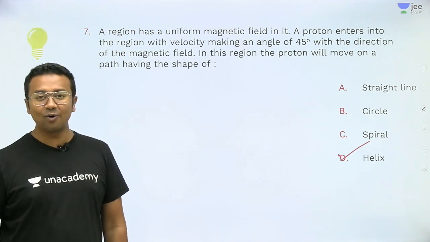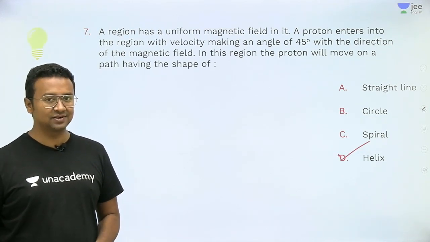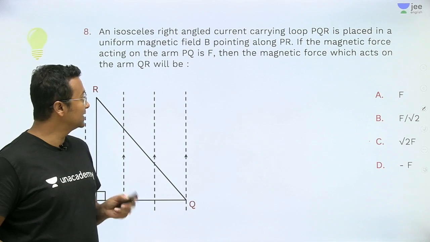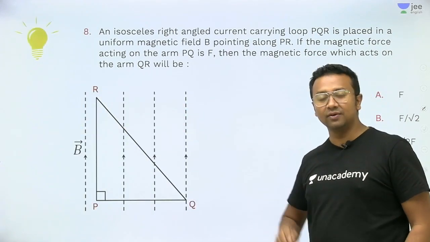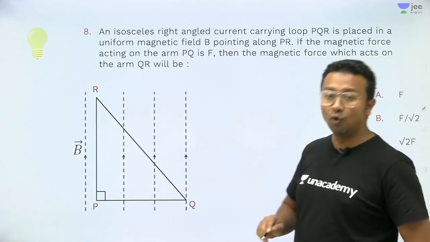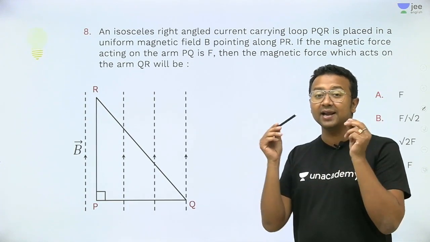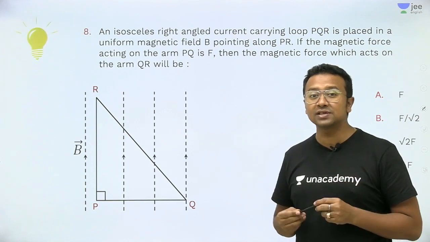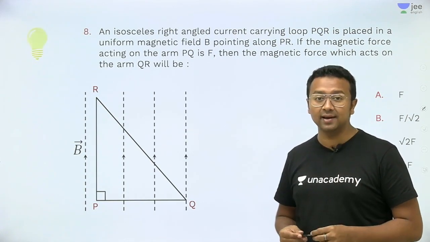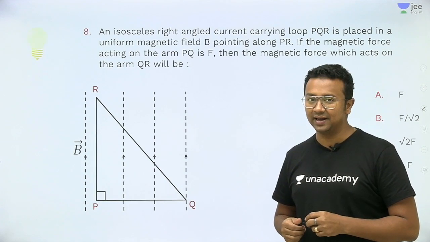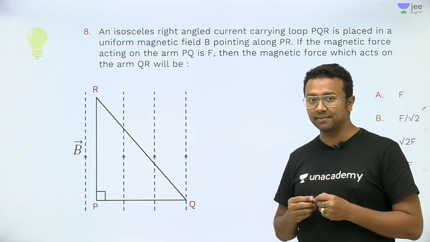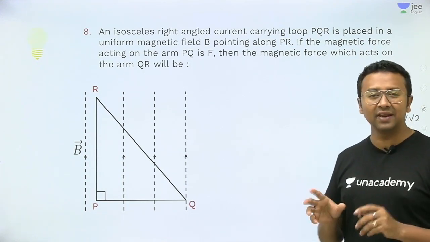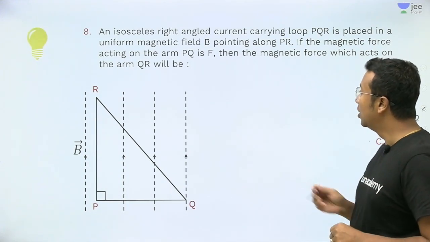Now these are all very easy questions, students. Okay, chalo, let's have a look at the next one. Now this is again related to the force, the effective force on a current carrying wire. The force on a current carrying wire placed in a magnetic field. I'm sure you have done a lot of questions with respect to this particular concept, and this question also is a very easy question. Okay, what do we have here?